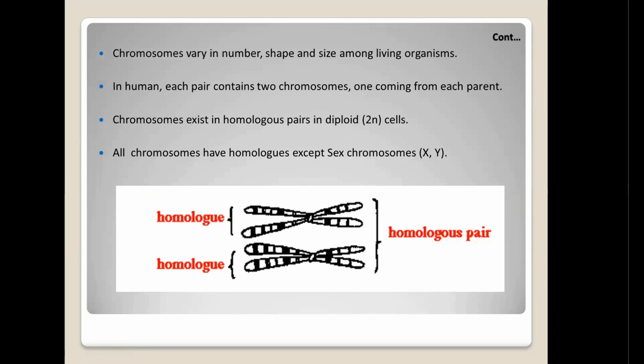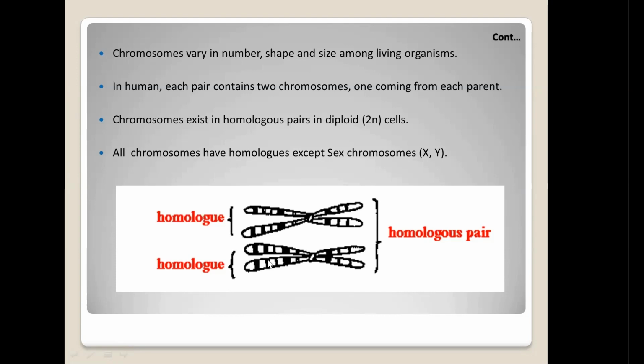Okay, in different organisms, chromosomes vary in number and structure, shape or size. Like most bacteria have 1 or 2 circular chromosomes, while humans along with other animals have linear chromosomes. In humans, as we discussed earlier, there are 46 chromosomes in total, or 23 pairs. Each pair contains 2 chromosomes, one coming from the father and another from the mother. As we are diploids, we have a homologue of each chromosome.